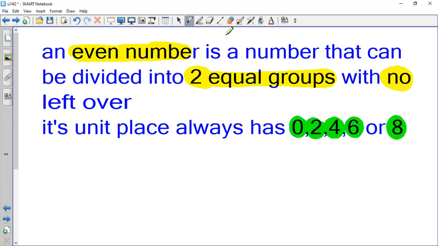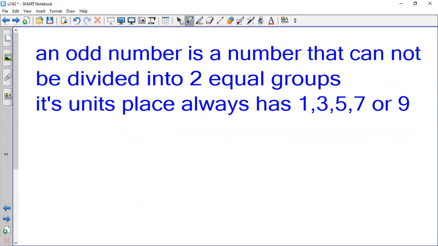So for example, if I write any number like 138, it ends with 8, so it is an even number. 250 ends with 0, so it is an even number, because all even numbers should end with 0, 2, 4, 6, or 8.